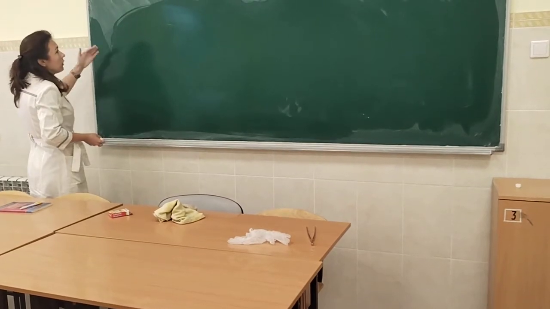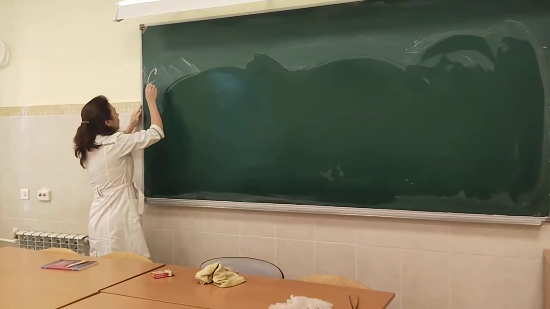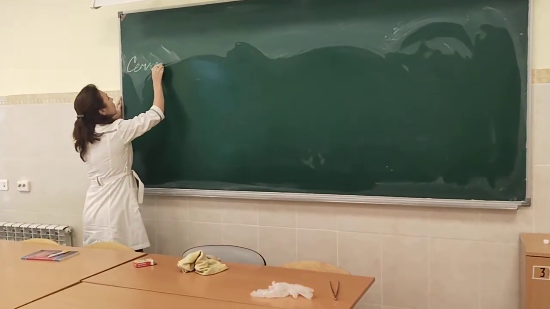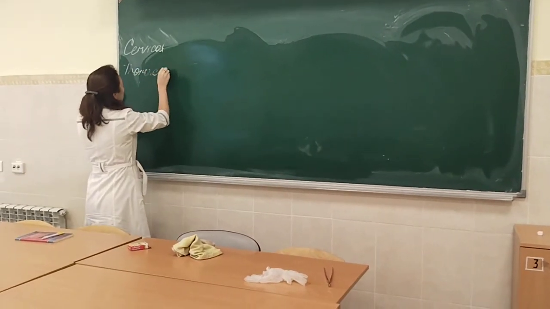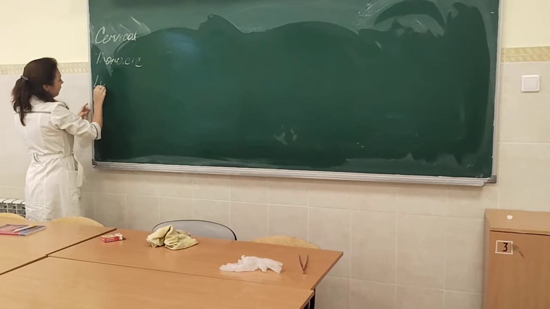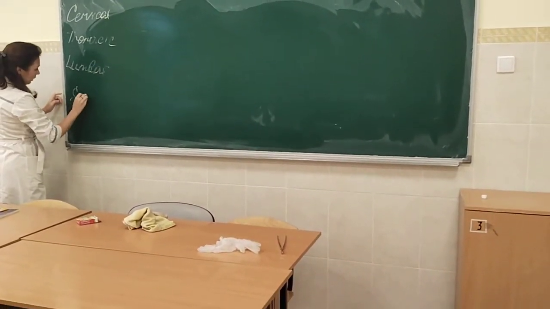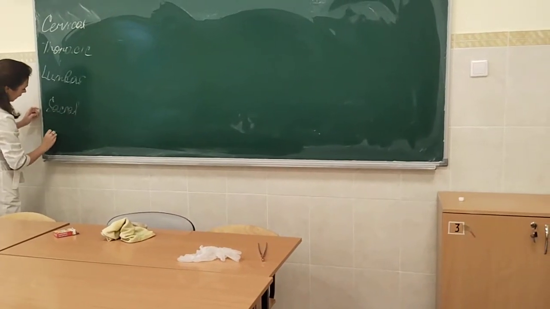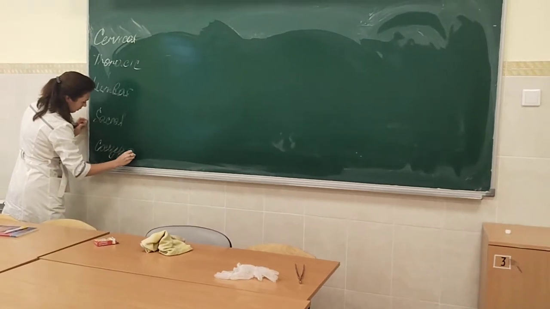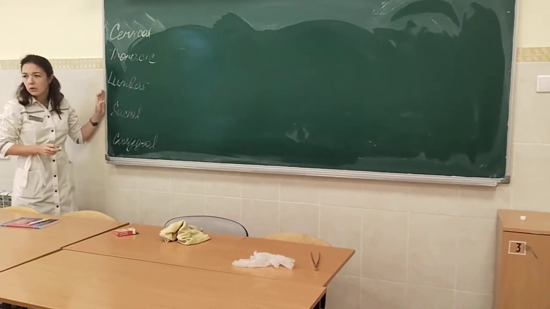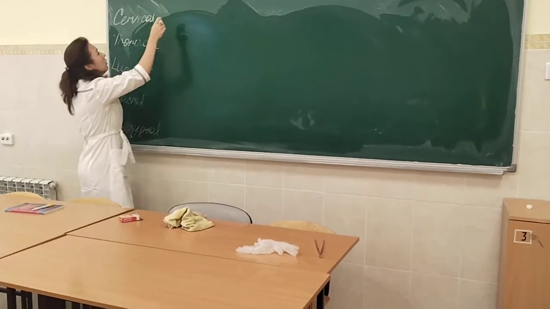And the parts of the spinal cord are the same as the parts of the vertebral column. So, the cervical part, and then the thoracic part, the lumbar part, the sacral, and the coccygeal. Yes, the last one is coccygeal. So, please tell us, how many cervical vertebrae are there in the vertebral column?